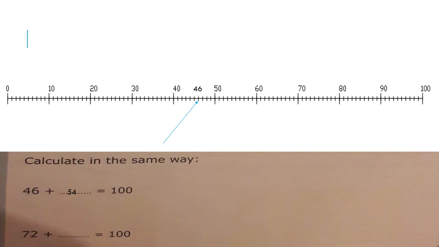72. From 72 to 100, look at 72 here. Okay? From 72, the nearest 10 is 80. From 72 to 80, I have 8. And from 80 to 90, I have 10. From 90 to 100, I have another 10. In total, it's 2 tens plus 8 ones. It's 28. Please copy all of that on your book and your copybook.